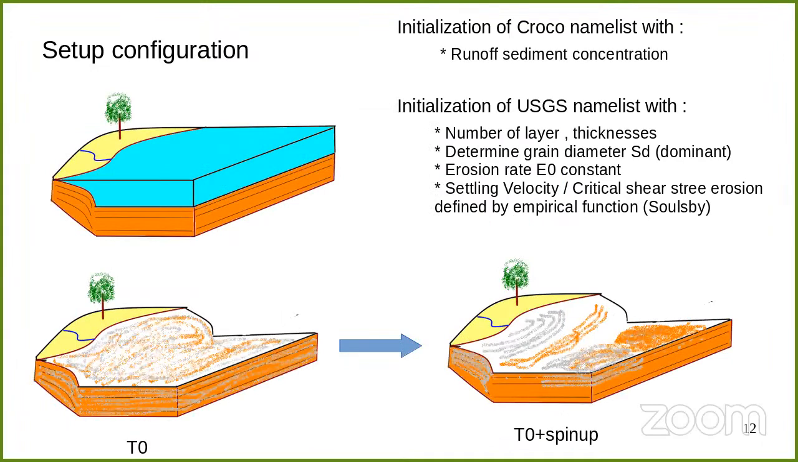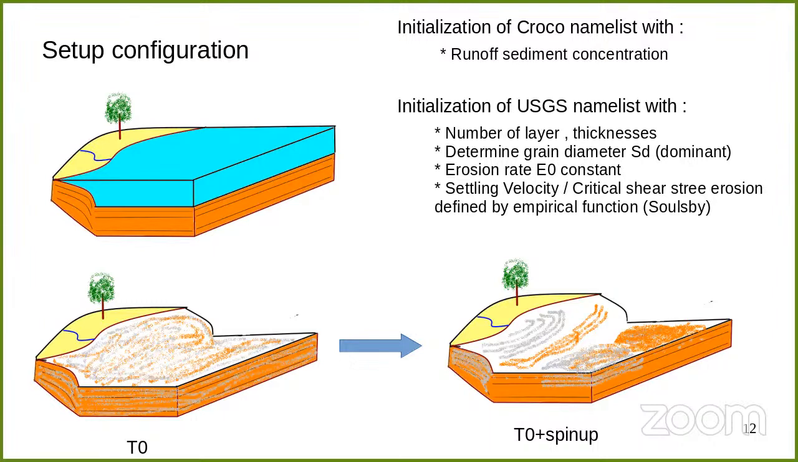This is a simple scheme. I mean, it's like a recap. If you want to initialize, to set up, you create your layers. Actually, in this example, I put like 50% of each grain size, and then with the spin up, a different pattern appears.